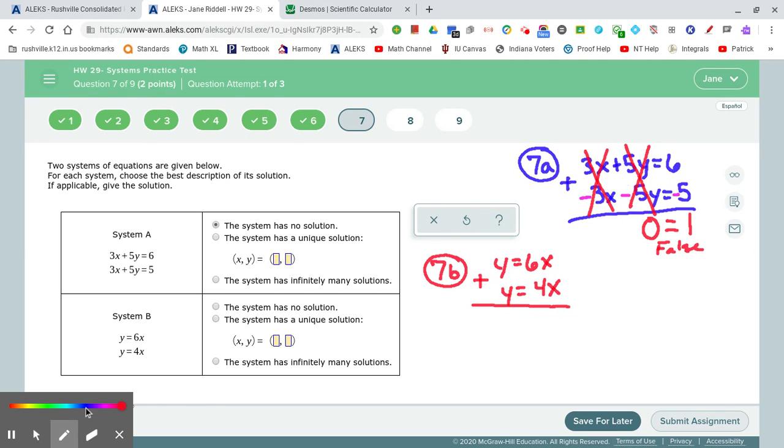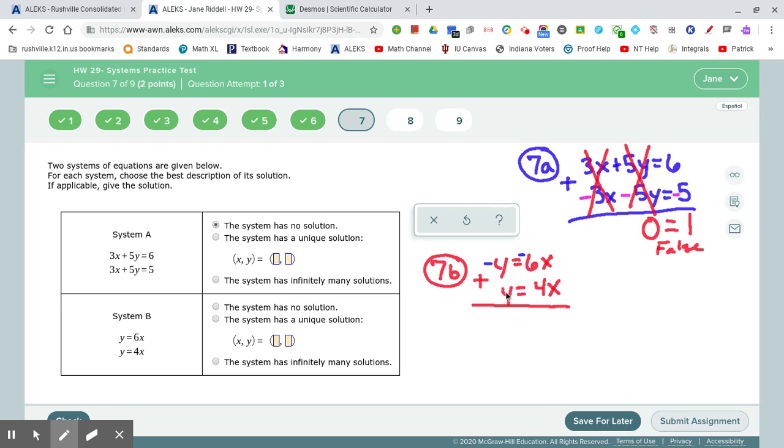So first thing that I would do before trying to multiply by something is to change all of the signs in one of my equations. So let's change the first equation. Doesn't matter which one you do, but I'm going to change this y to a negative y. I'm going to change this 6x to a negative 6x. Now I'm going to go through and add these together.